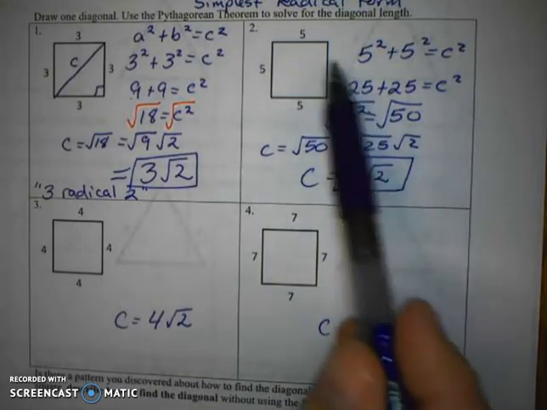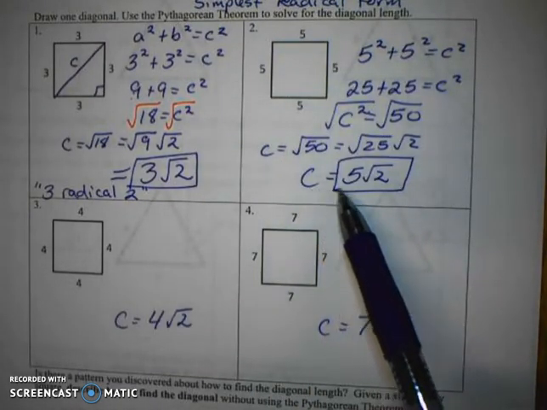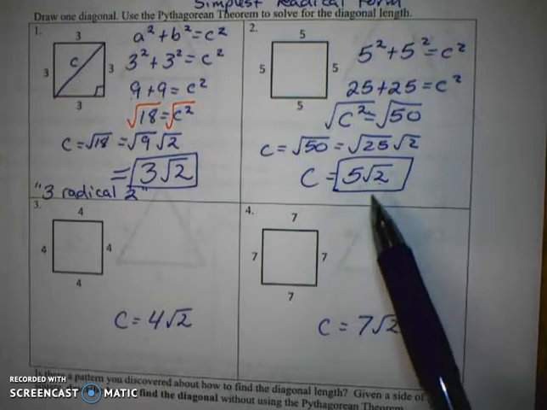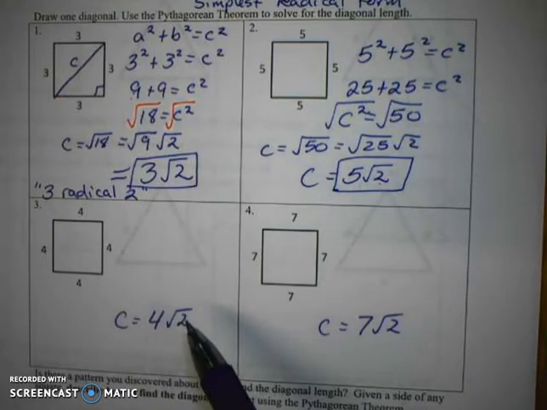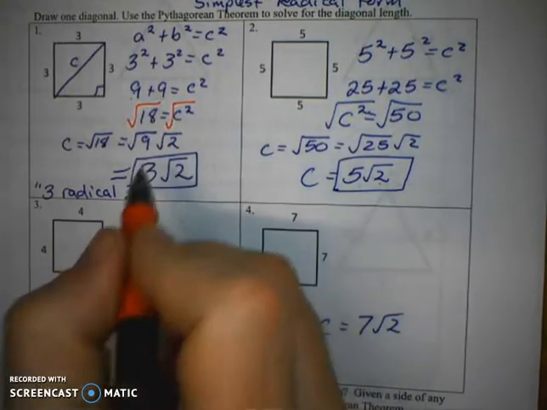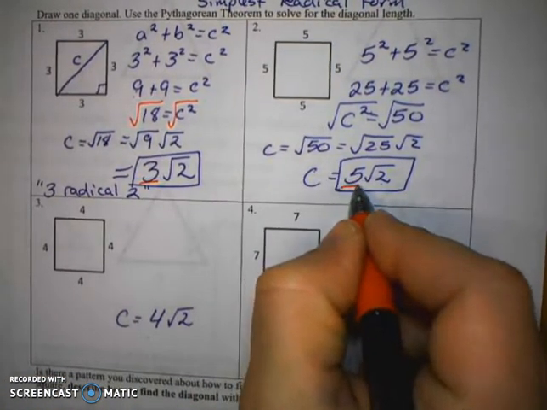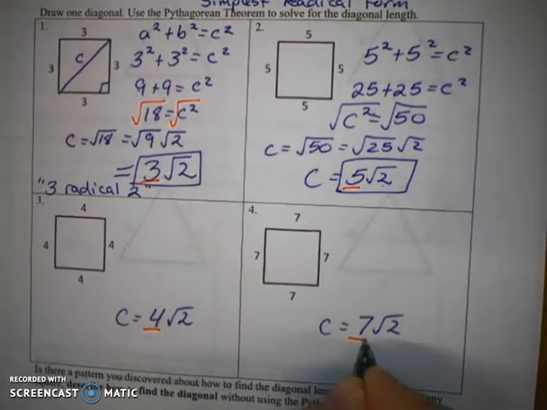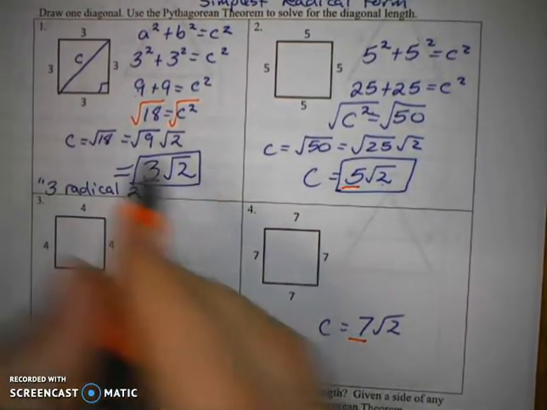Okay, on this one, when we work it all out, we get that C is 5 square root of 2. And the work on these should support that you also get 4 root 2 and 7 root 2. And what I want you to notice is this number in front of the root 2 on all 4 answers. And notice where it comes from.